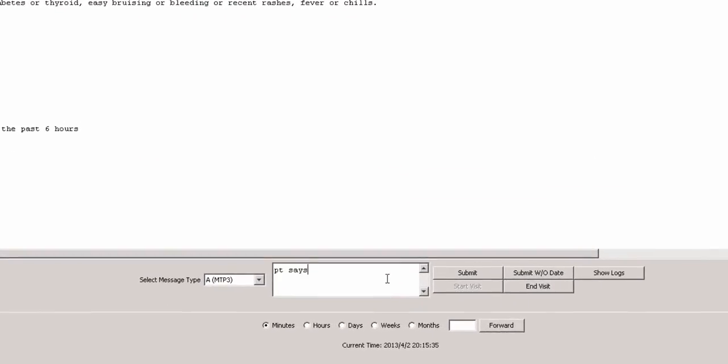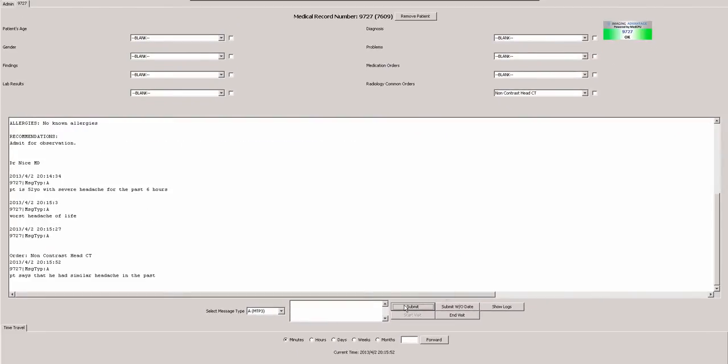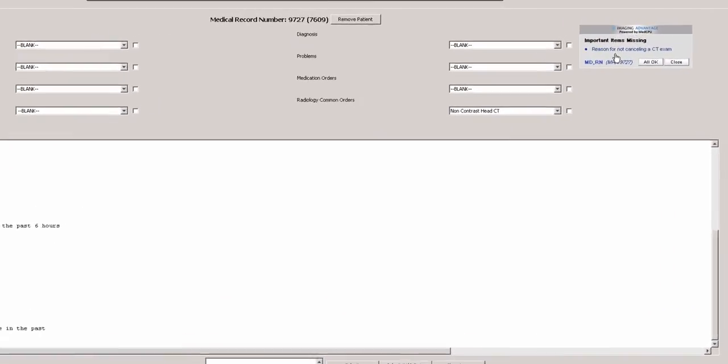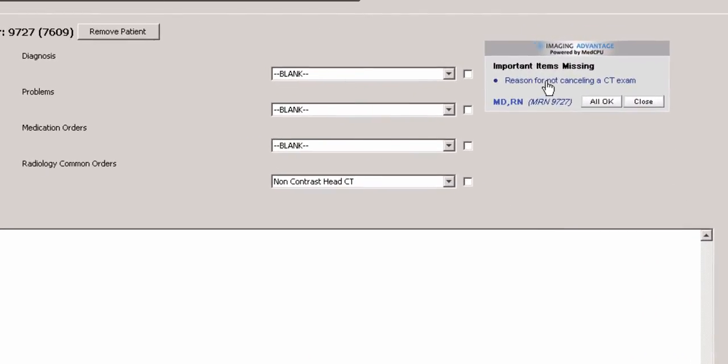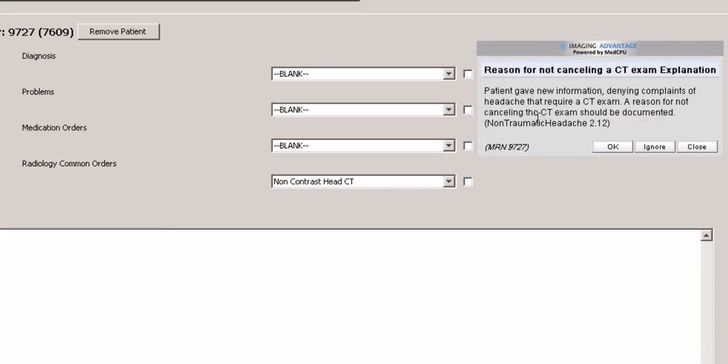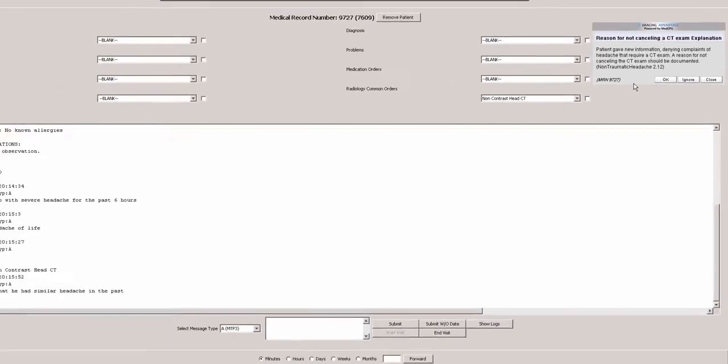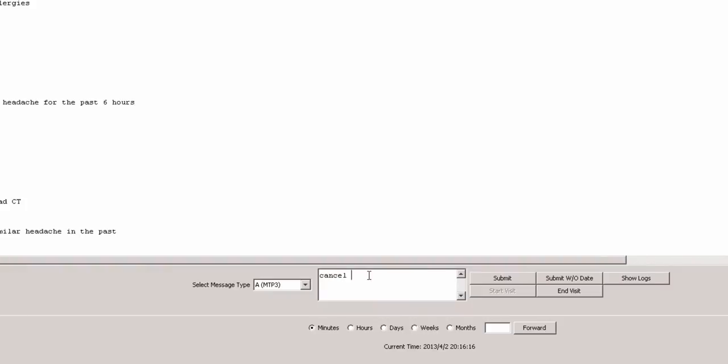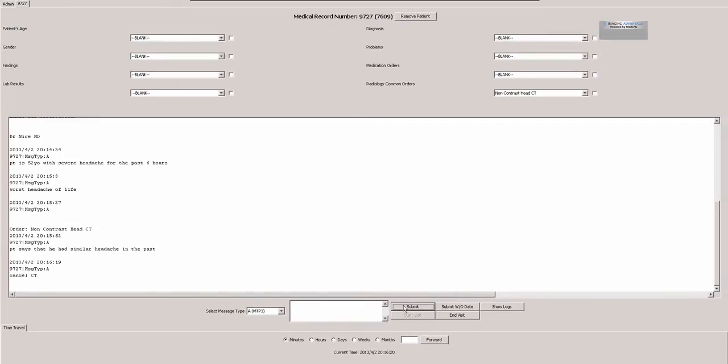However, the advisor will not fall asleep. It will keep monitoring the correctness of the imaging decisions and actions taken at any given moment. In this case, another physician documents in the chart that the patient had similar headache in the past. The advisor immediately responds, indicating that a reason for not canceling a CT exam is missing. The patient gave new information, denying complaints of headache that require a CT exam. A reason for not canceling the CT exam should be documented. Canceling the CT will turn the advisor to OK again.